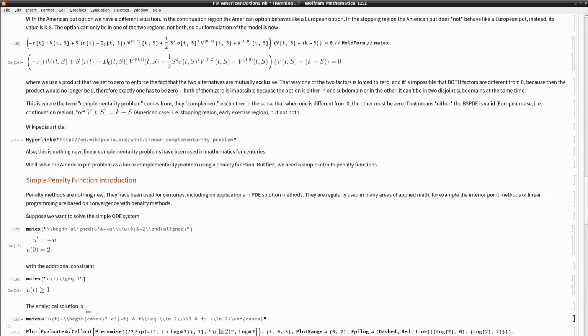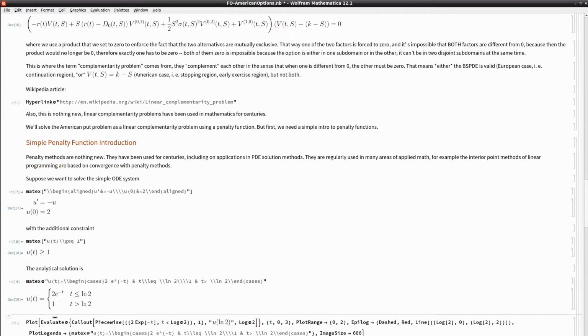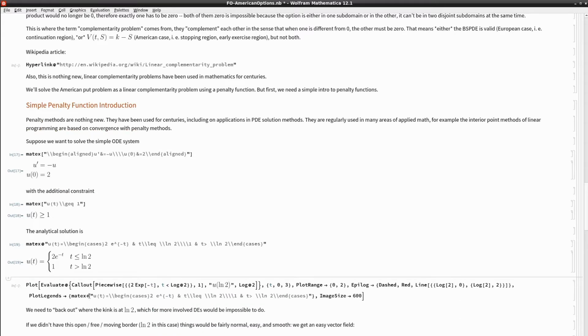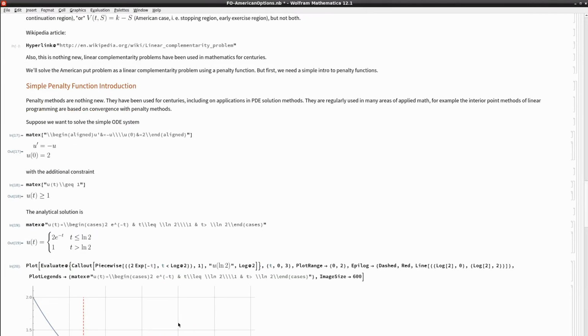So in this simple case, we can still compute the analytical solution. We split up the domain. We have a split point of the natural log of 2. To the left of it, the solution is simply 2 times e to the minus t. That comes directly from this super simple system that we have. And to the right, it's the constant number 1. It has to be, that was our constraint. We have imposed this additional constraint. So we get a piecewise function in this very simple case, but only in this very simple case.